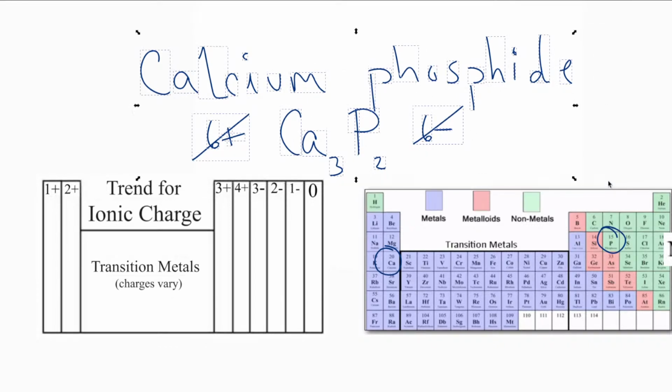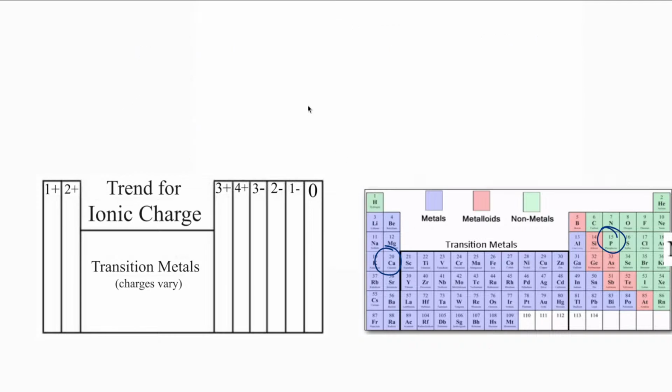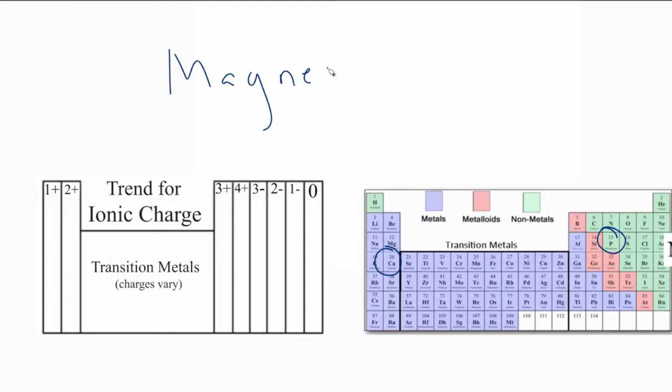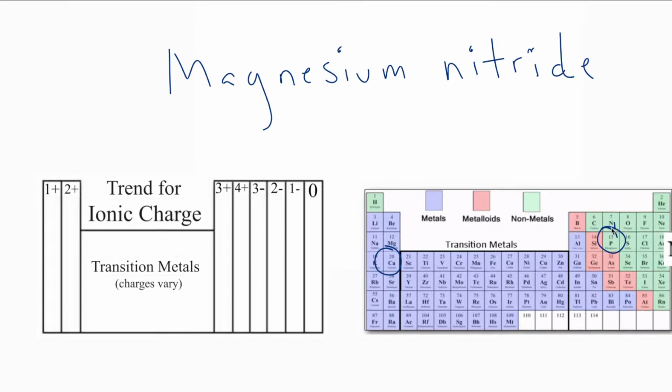So you can use the crisscross for this. Calcium, now how about magnesium? Nitride. We do nitride, yeah, nitride. And nitride is nitrogen. Nitrate would be NO3, but we're talking about nitrogen for nitride. Give that a try.